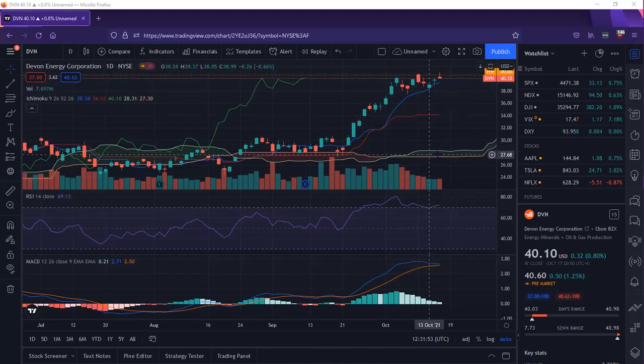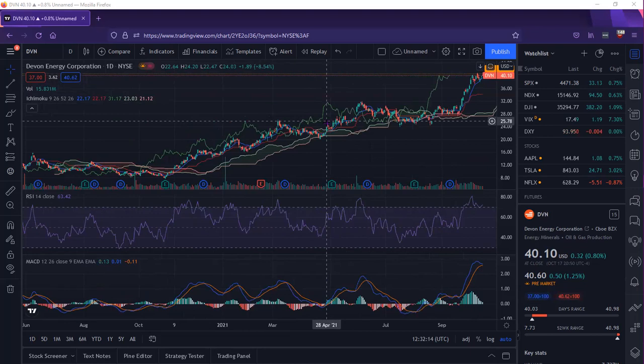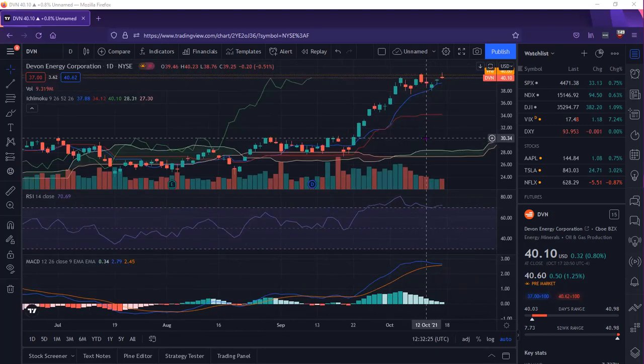The cloud is what's between these leading span lines, A and B. See over here, you have a green cloud, right? And then back over here, you have a red cloud. Regardless, the price action is above the cloud, so that's an indicator of an uptrend. If we go pretty far back, you can see over here we have price action below the cloud, and this is indicative of a downtrend. And then there's price in the cloud, and that's not indicative of any trend at all.